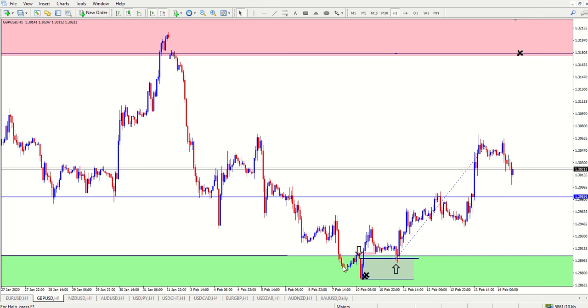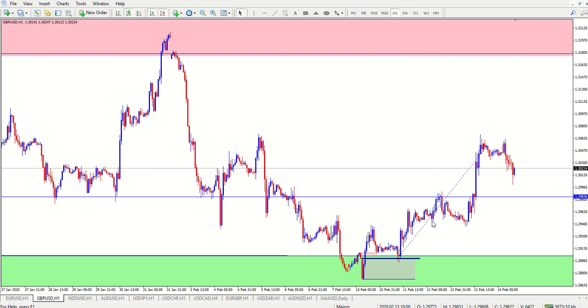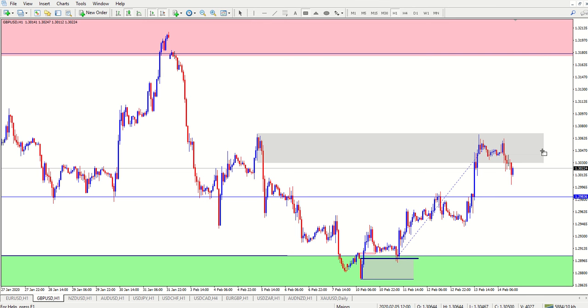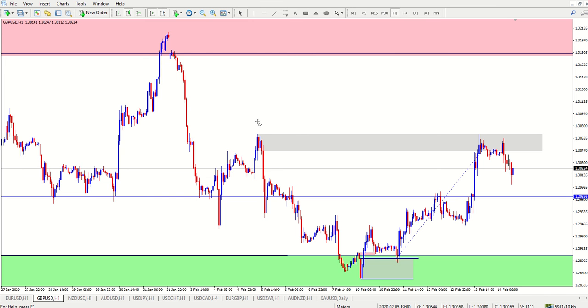Let me just remove a couple of things here real quick, and I'll show you why. Delete all arrows. There you go. So let me show you why I got out of this trade early. When I looked at the daily chart, last night just before I went to bed, I noticed this supply level here. I noticed how it sticks out, and can you see how price moved out of that zone after establishing it?